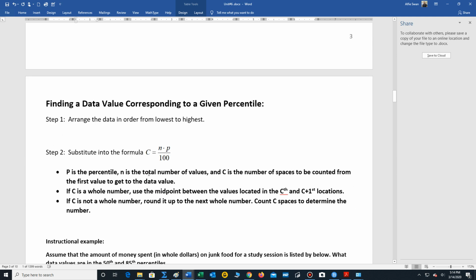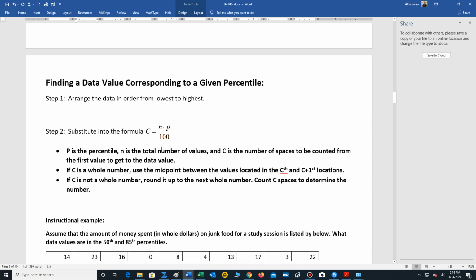The second part of percentiles is reversing the process. Now you're going to be given a percentile and you need to find the data values. And remember, step 1 is always to start by arranging the data values from lowest to highest. However, now we're going to apply a new formula. It's C equal to N times P over 100. Think of C as just how many spaces we're going to count. N is still the total number of data values, but P is now your percentile.